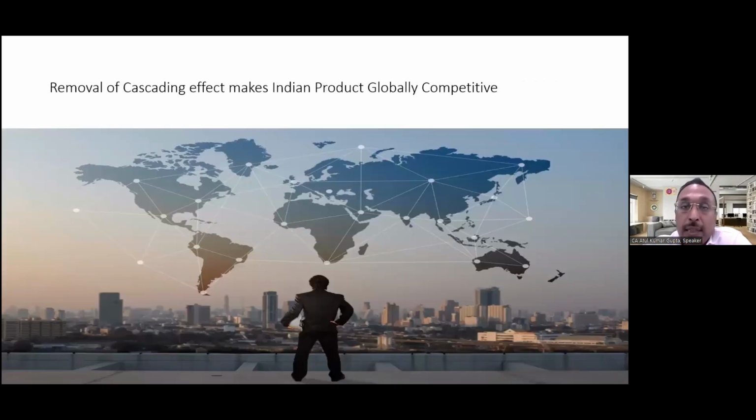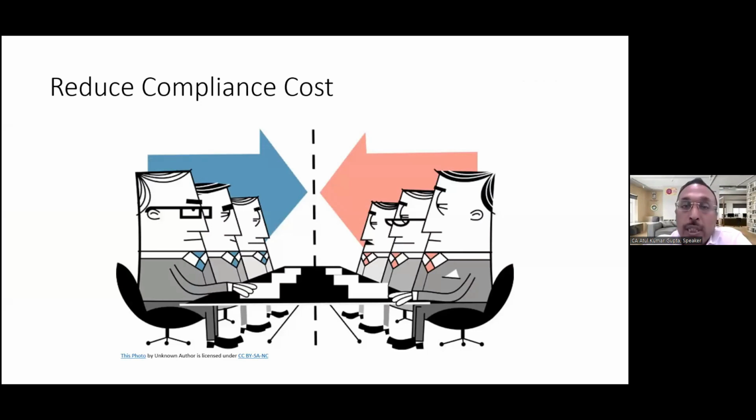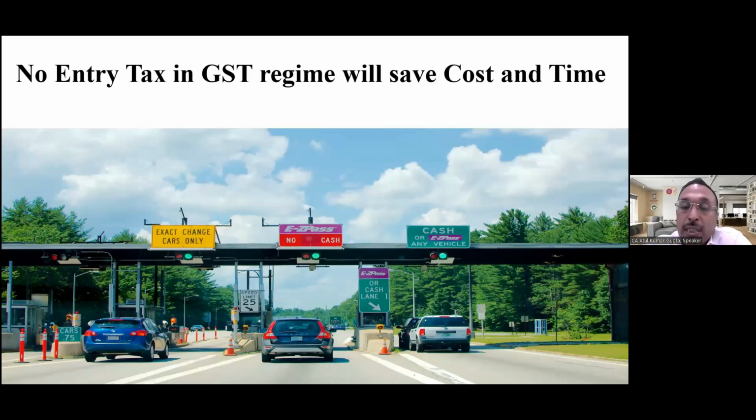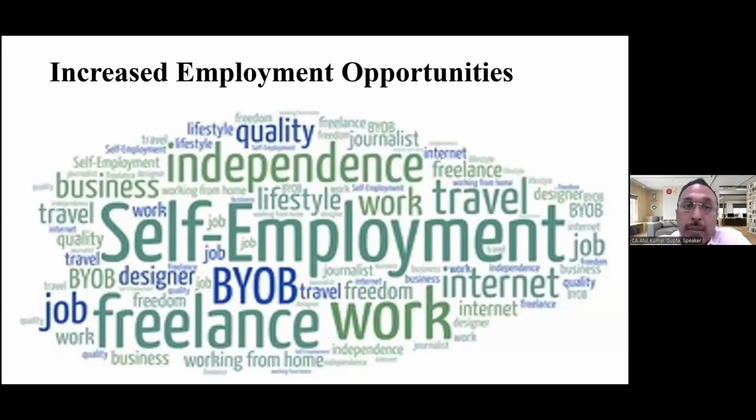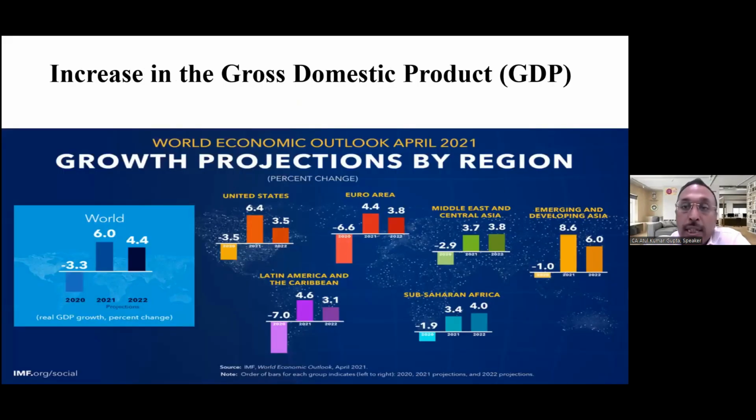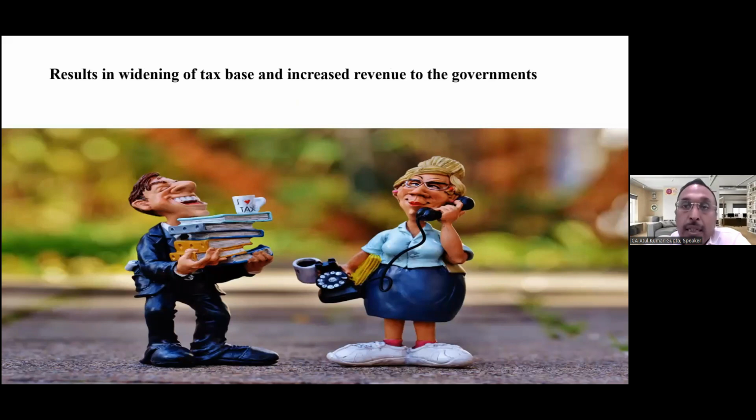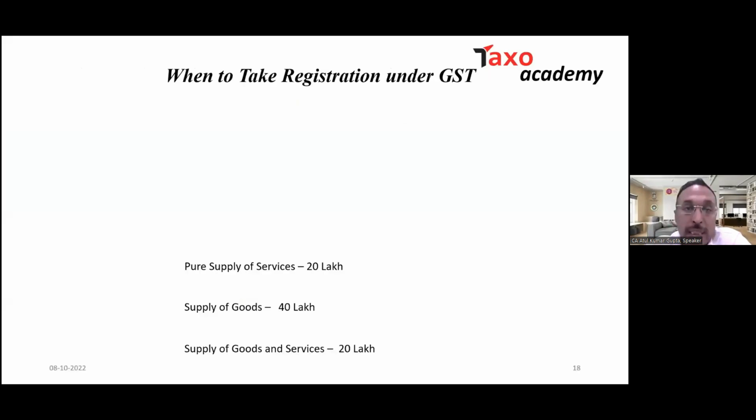Then the ease of interstate movement, making our products globally competitive, and reducing the compliance cost because there is only one law. There are many benefits, like saving cost and time because there are no checkpoints now. Interpretational issues got minimized, meaning more employment opportunity and more GDP. With the widening of the tax base, you can see the collection by the government is crossing 1,50,000 crore of rupees on a month-to-month basis.